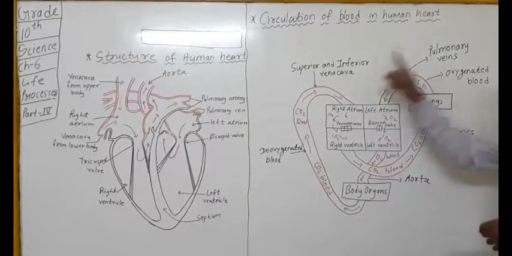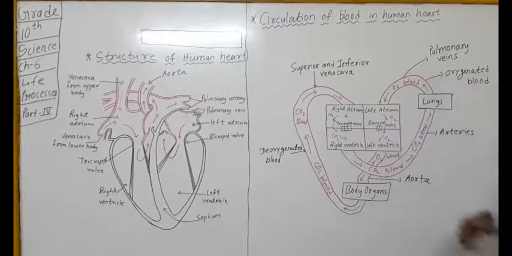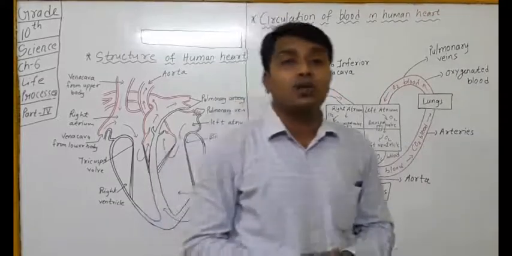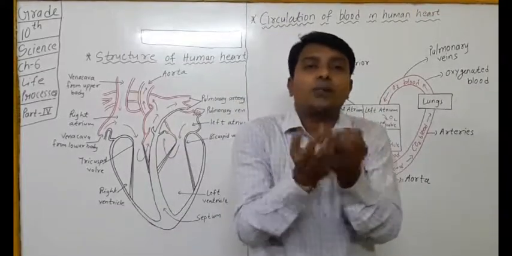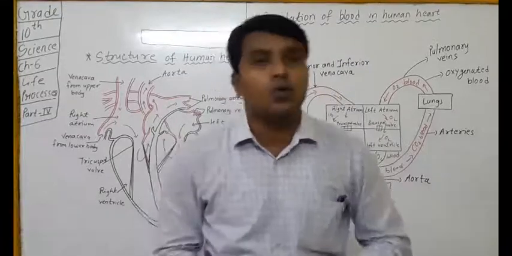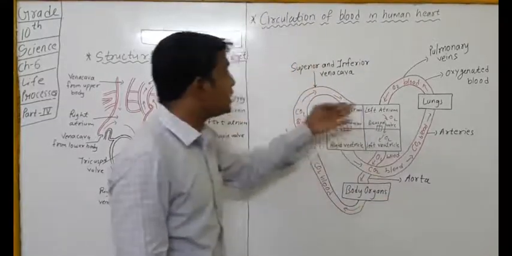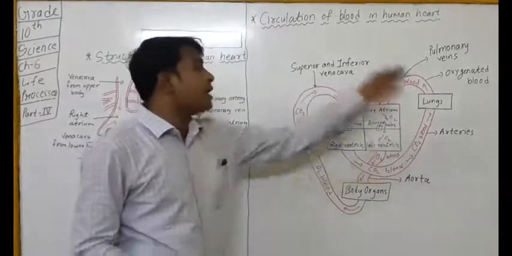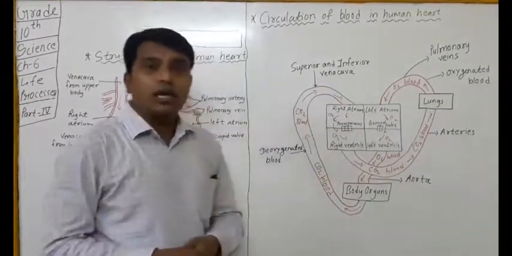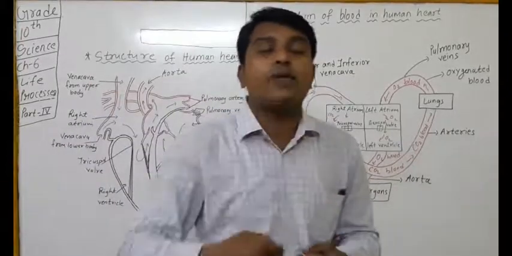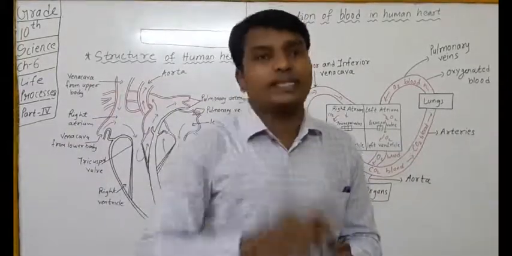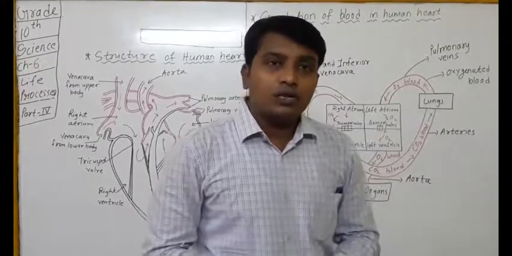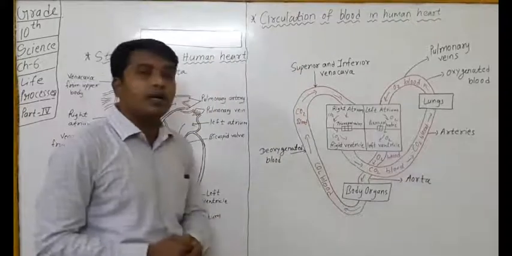Okay, so this way the whole process keeps on going, and it is also known as double circulation. One question asked in the board exam is why the blood circulation that takes place inside the heart is known as double circulation. Because you can easily see that the blood which enters the heart is taken back to the heart twice in one cycle. That means blood is transferred through each and every part of the heart twice in one cycle. That's why it is known as double circulation. Okay, got it? So this is about the circulation of blood in the human heart.